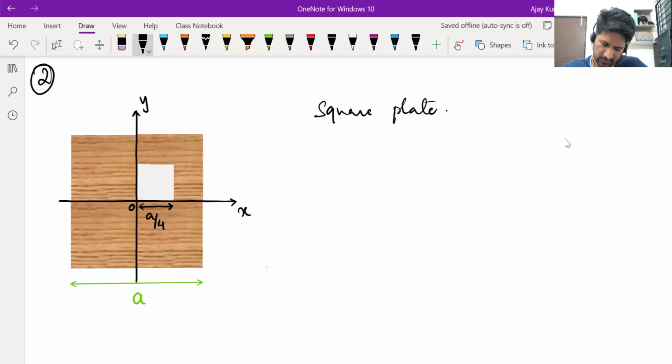Let's see. This system has a line of symmetry, and the line of symmetry is again the line y is equal to x. So if you find out the x coordinate of center of mass, that is enough. Y coordinate also will be the same.